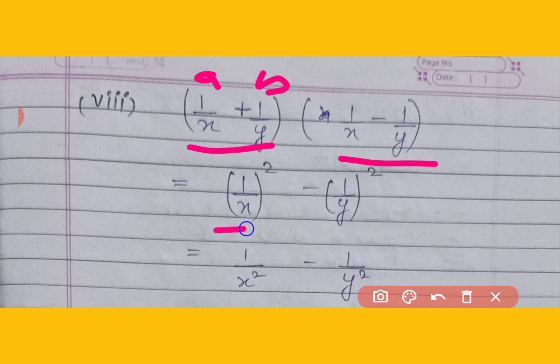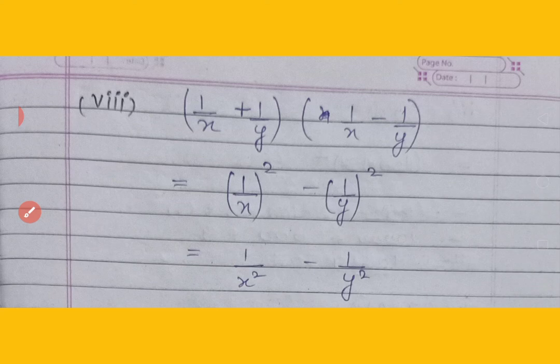So a square means 1 upon x square minus 1 upon y square. 1 square will always be 1 and x square becomes x square, and minus 1 square will be 1 and y square becomes y square. So it became 1 upon x square minus 1 upon y square, which is the multiplication of 1 upon x plus 1 upon y and, in the second bracket, 1 upon x minus 1 upon y.